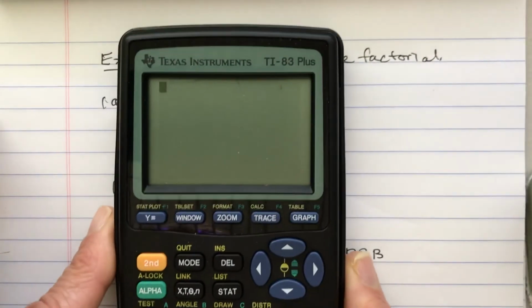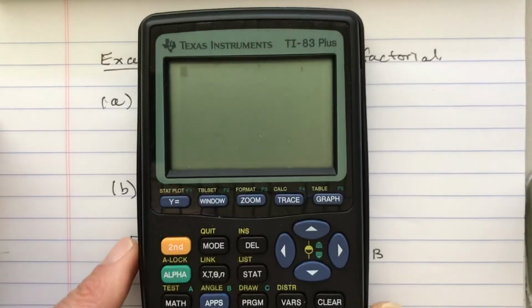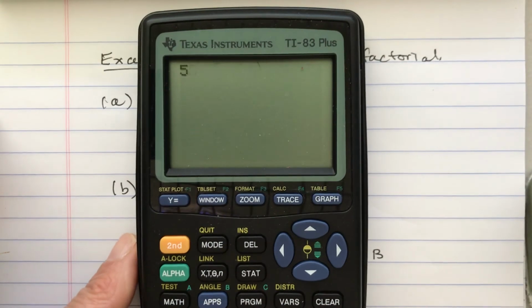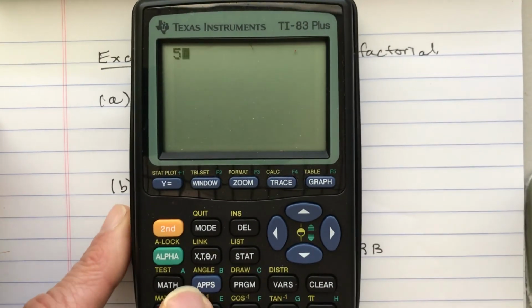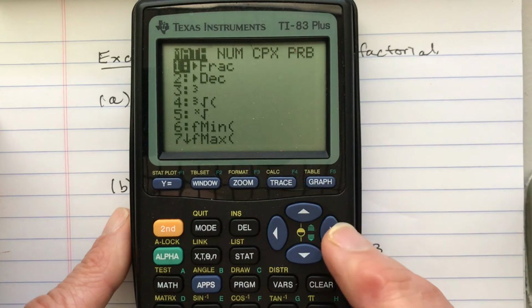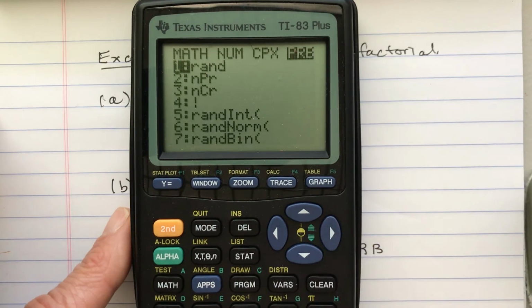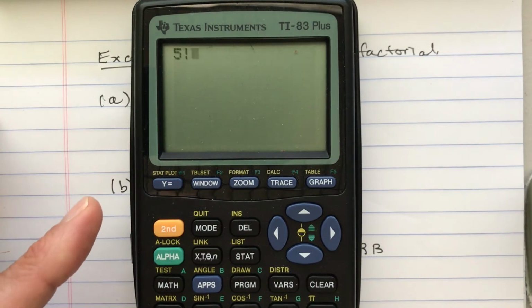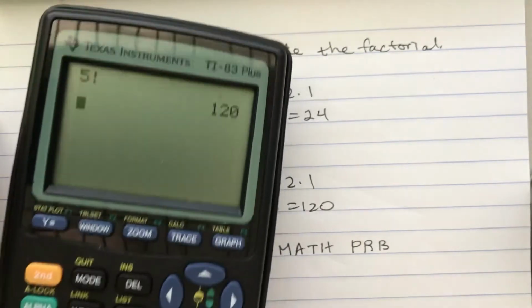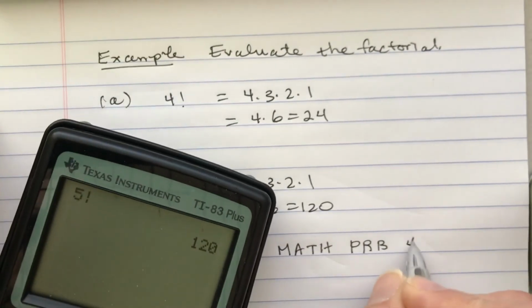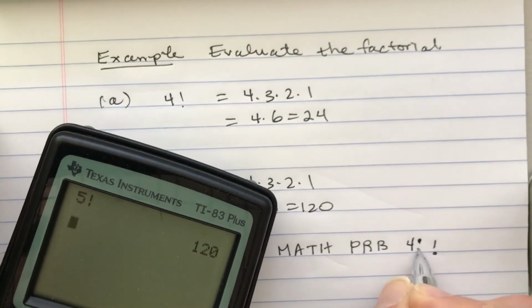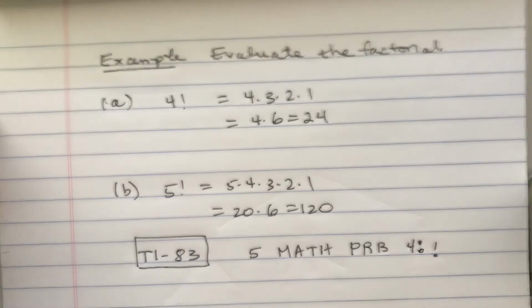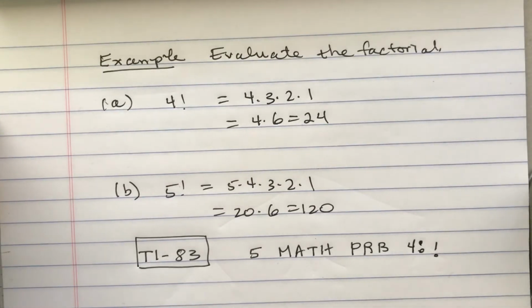Okay. I'm going to enter the number 5. I didn't do that. That's my problem. I put 5, and then I go to Math, and then I toggle over to Probability, and I go down to 4. Okay, so you have to put the number in first, and then you do 4, which is factorial, and then enter. There you go. So that's what you do on the TI-83 calculator.